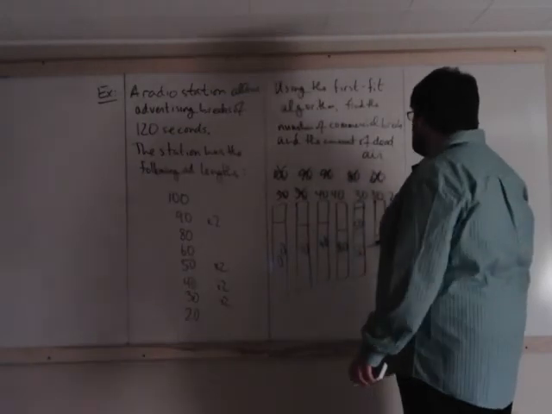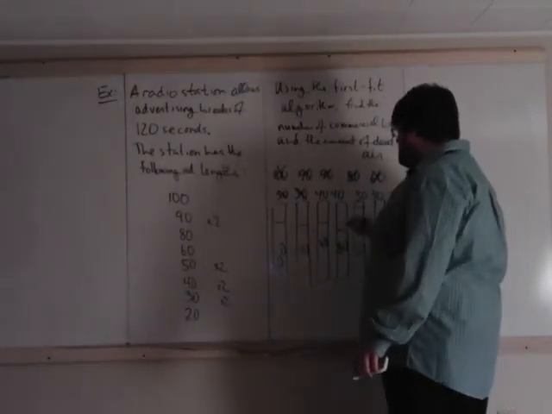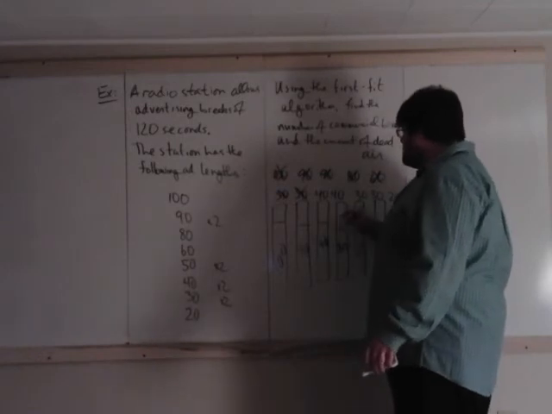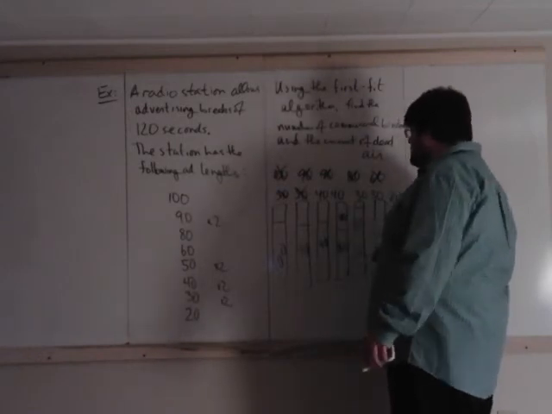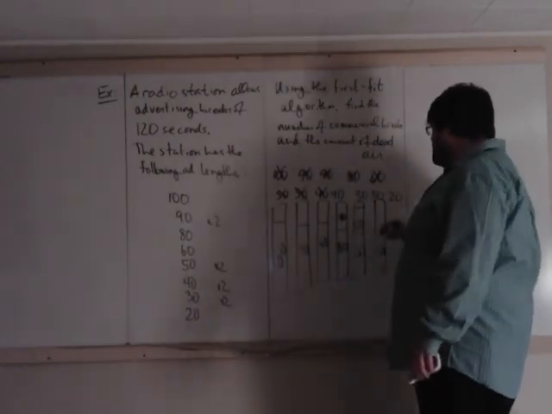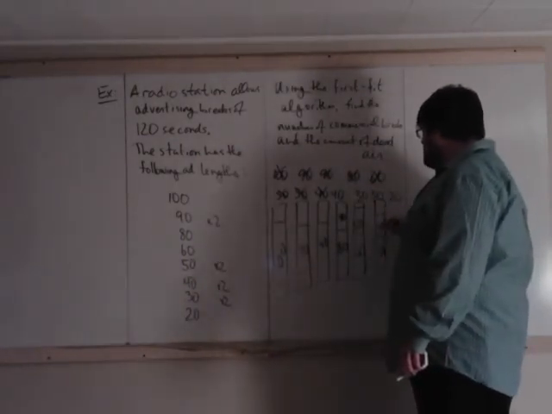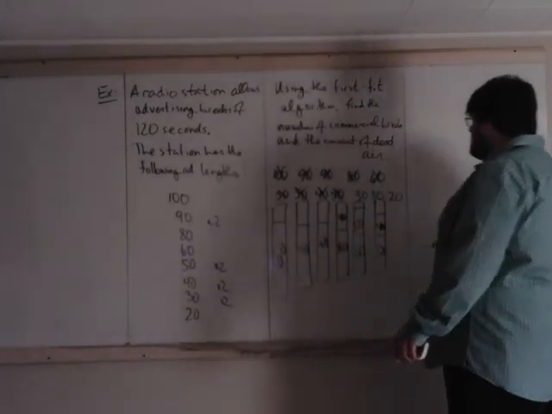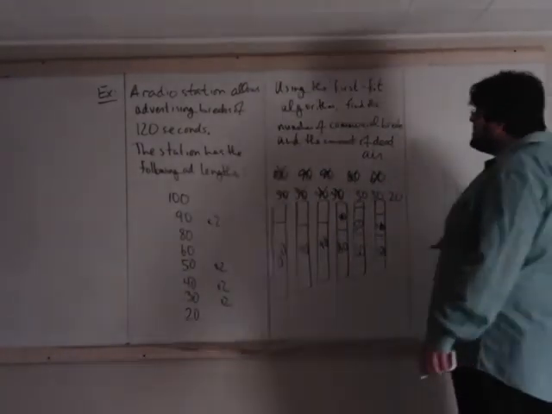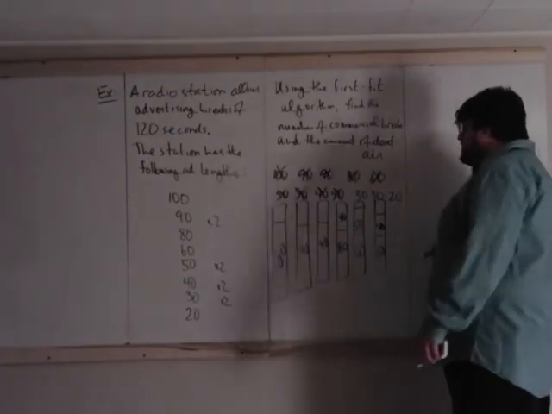Well, now what do we have? We have two 40s. The first one, a 40 will fit in, that's why it's called first fit, is this 80, because 80 plus 40 is 120. The next 40 will have to go over here, because that had 70 seconds left, and you could fit 40 seconds in there.